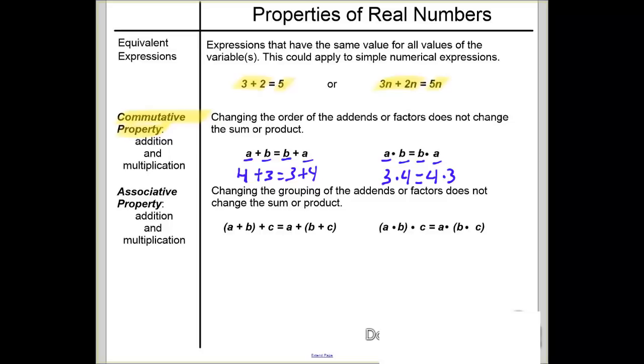Now the b and the a here are what we refer to as factors, so anything you're going to multiply together is called a factor. Now these rules of the commutative property do not apply to subtraction or division. They're only addition and multiplication properties.